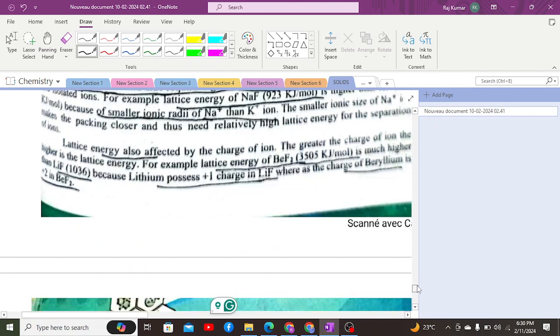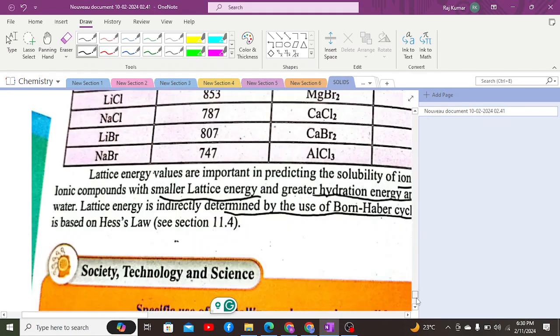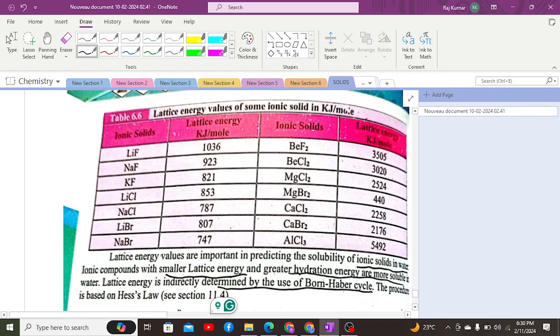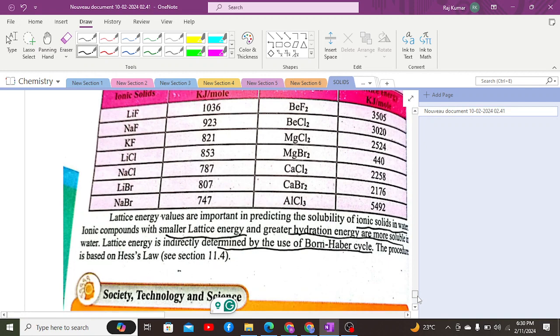Moreover, when it comes to other characteristics, lattice energy is also affected by the charge on ions, such that the greater the charge on the ion, the higher the lattice energy. For example, the lattice energy of beryllium fluoride is much higher than lithium fluoride, because lithium possesses a single positive charge, and beryllium has a higher valency, due to which it has a higher charge. And here is a summary of a few lattice energies of different compounds.